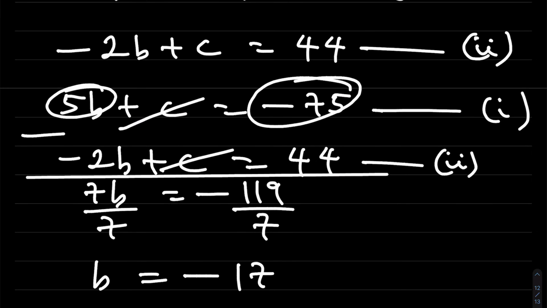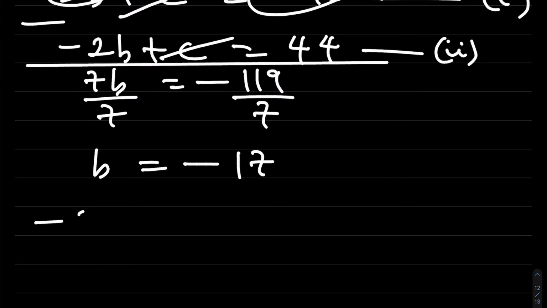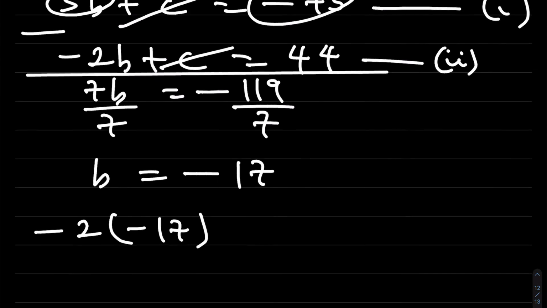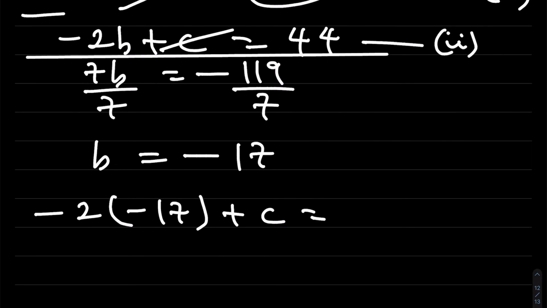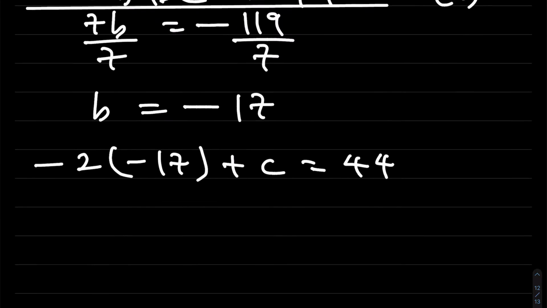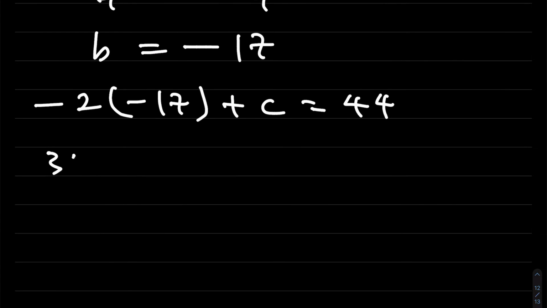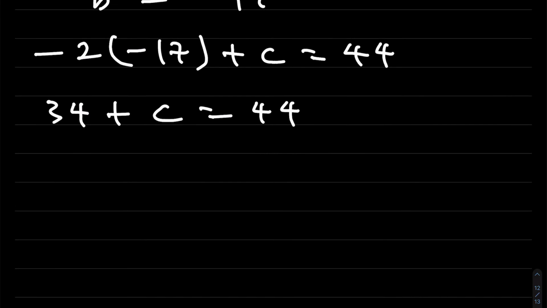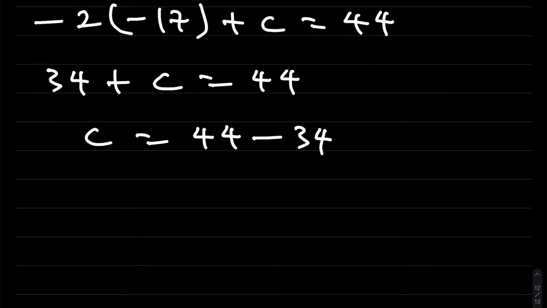I'm putting it in equation 2. Equation 2 is minus 2b plus c equals 44. So I replaced b with minus 17: minus 2 times minus 17 plus c. And this simply means 34 plus c equals 44. Which means c equals 44 minus 34, and c equals 10.